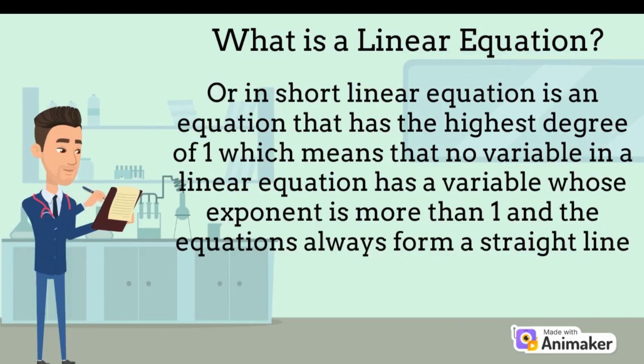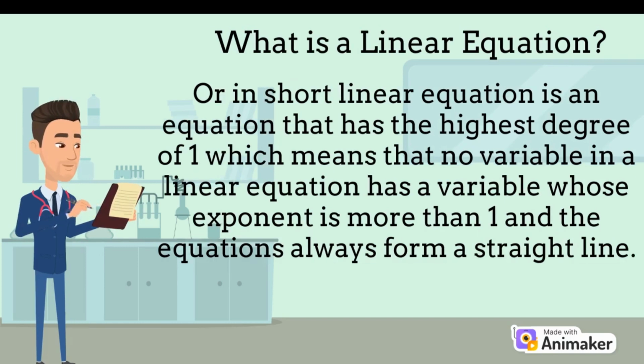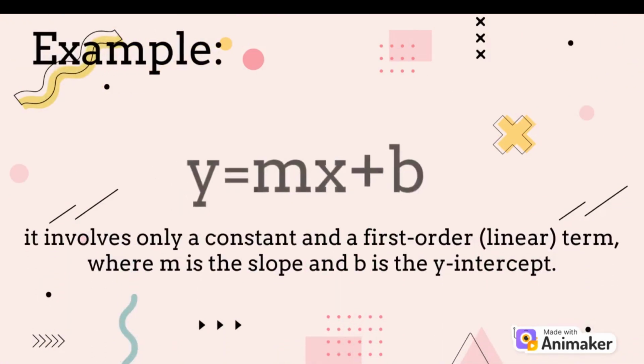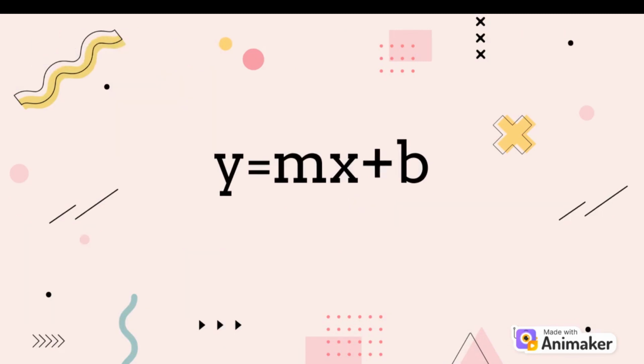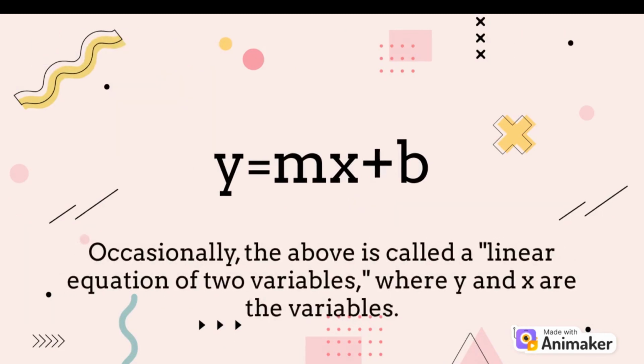Or in short, linear equation is an equation that has the highest degree of 1. Which means that no variable in a linear equation has an exponent of more than 1. And the equations always form a straight line. It involves only a constant and a first-order term, where m is the slope and b is the y-intercept. Occasionally, the equation above is called a linear equation of two variables where y and x are variables.